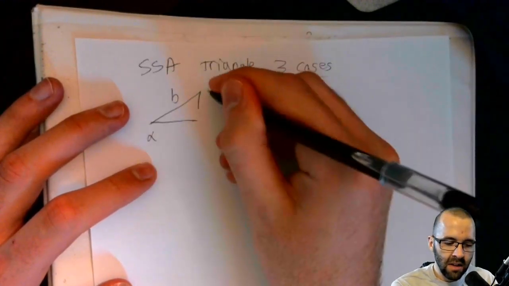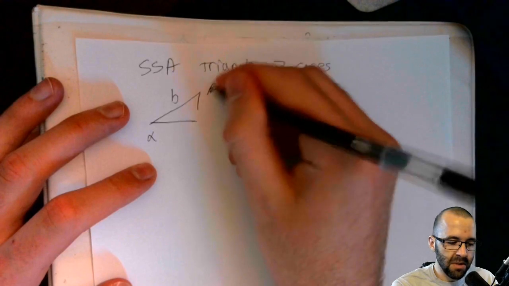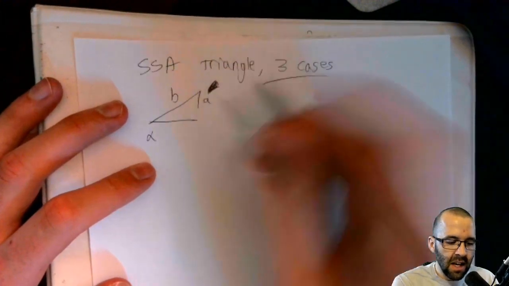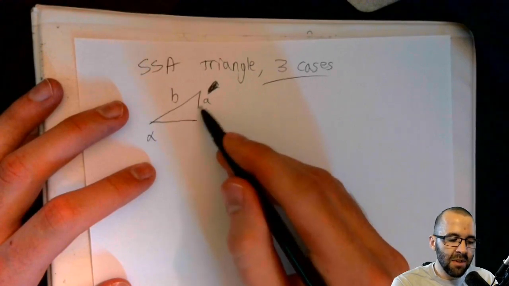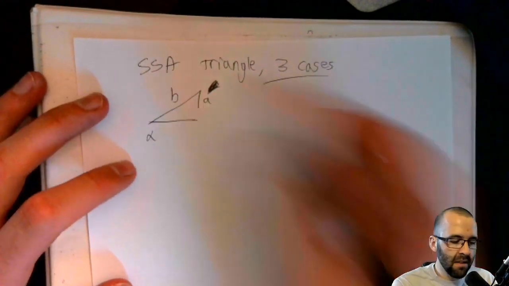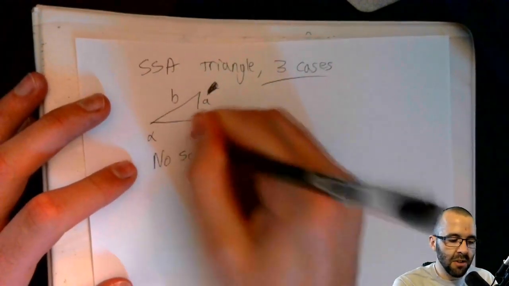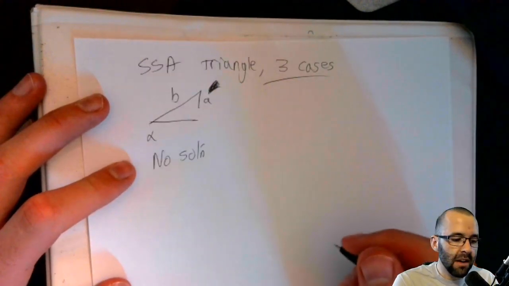Sometimes you get something like, oops, not beta. If you know an angle and then a side and then another side, sometimes you're going to get a broken triangle. Sometimes you're going to get that there's no solution. We'll see what that looks like.